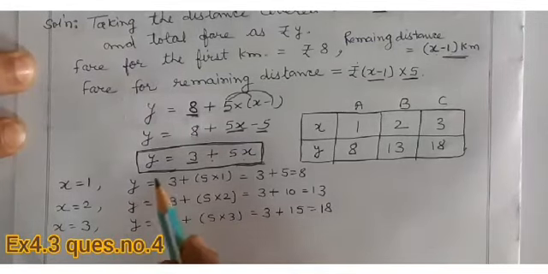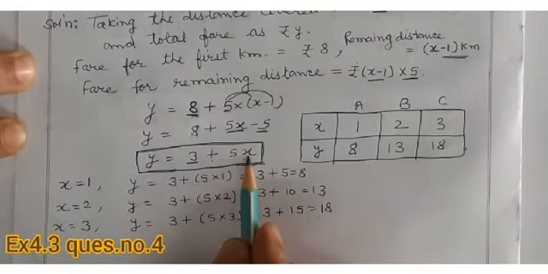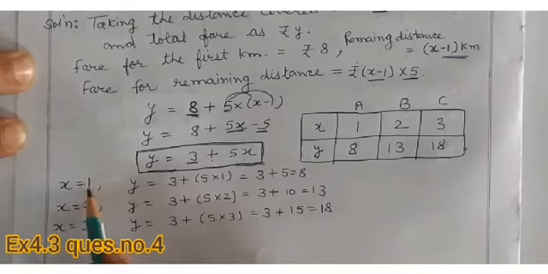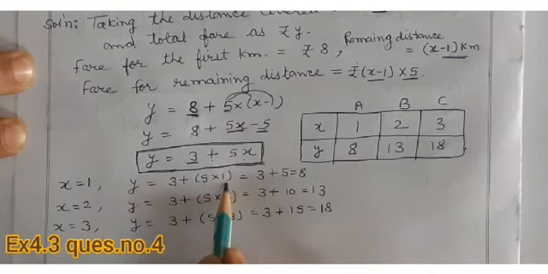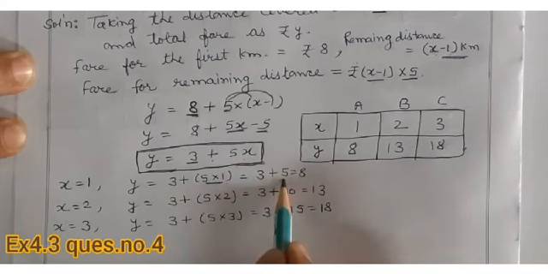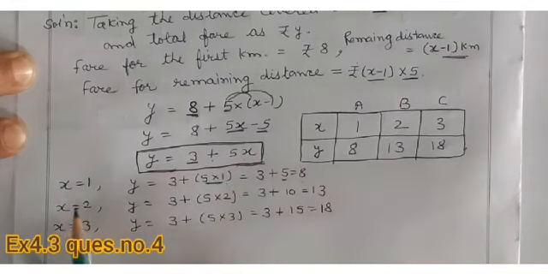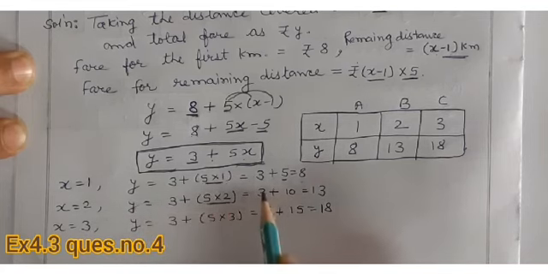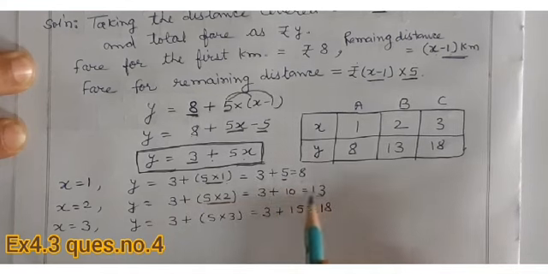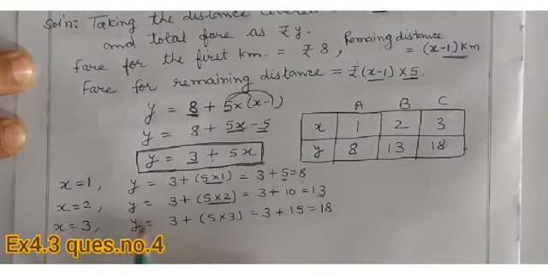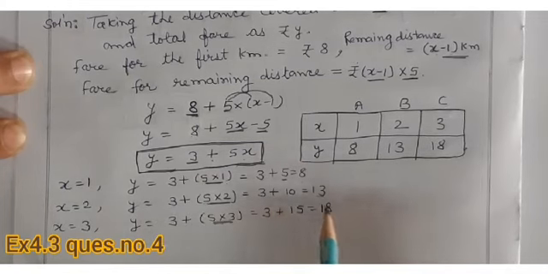Okay, then you have to find the values. If you take x is equal to 1, then what will be y? Y is equal to 3 plus 5 into 1. So 3 plus 5 is 8. Take x is equal to 2. Then y is equal to 3 plus 5 into 2. 5 2s are 10. So 3 plus 10 is 13. Take x is equal to 3. 3 plus 5 into 3. 5 into 3, 15. 15 plus 3, 18.